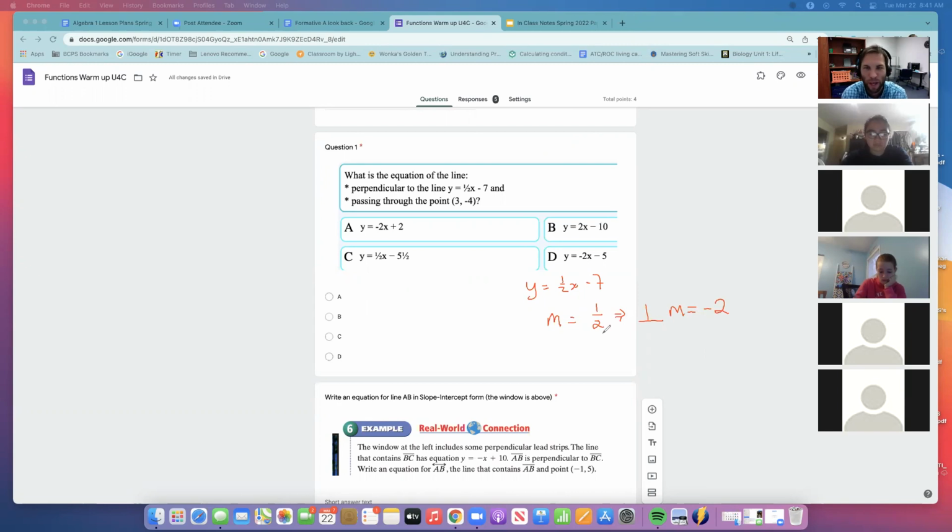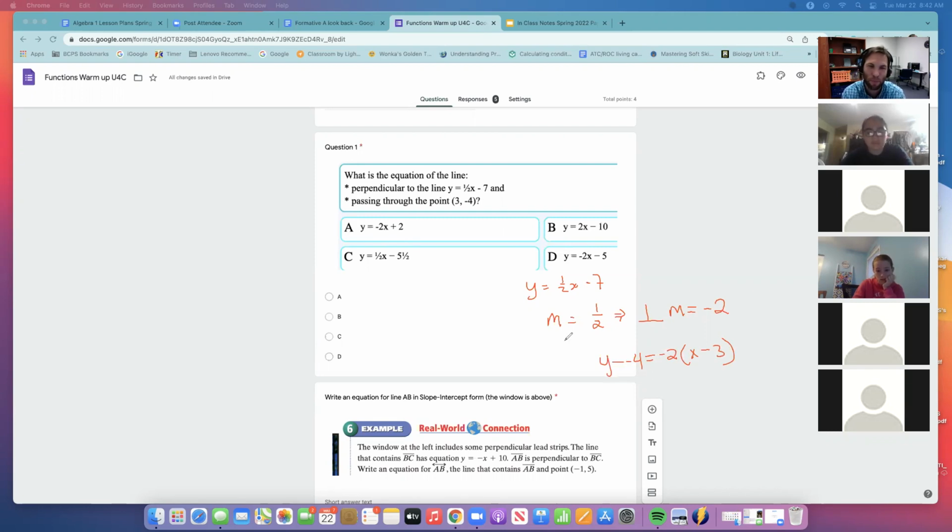Then I have a point, so I'm using point slope form. Point slope form is y minus the y value, so -4, equals the new slope, which is the -2 I just found, times x minus the x value, which is 3. Then we clean it up, because looking over here, A, B, C, and D are all in slope intercept form, y equals mx plus b. And it's the same line.